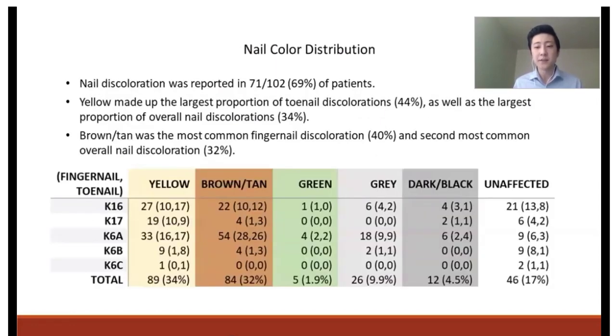The data on this slide was taken from the addendum, which is why the number of responses is fewer. We found that there was a large spectrum of nail discoloration in PC patients. Yellow was the most common discoloration overall and the most common toenail discoloration, while brown or tan was the second most common discoloration overall and the most common fingernail discoloration. The remaining spectrum of colors, including gray, black, and green, made up very few cases overall, in fact, even rarer than having a normal or unaffected nail.